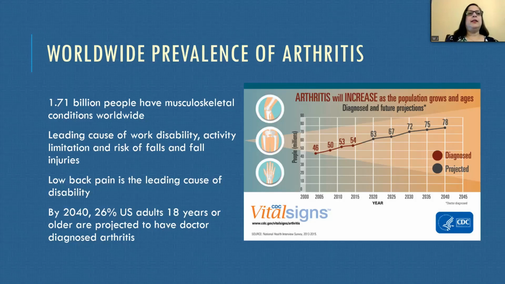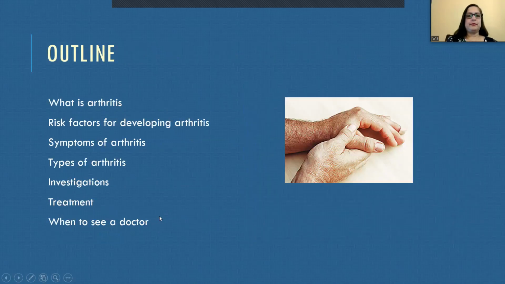About 100 types of arthritis and related conditions damage the joints and often other organs. There are about 1.71 billion people who have musculoskeletal conditions worldwide, according to the World Health Organization. It is the leading cause of work disability, activity limitations, and risk of falls and fall injuries. Low back pain is the leading cause of disability. The CDC projects that because of increasing age and obesity, by 2040, 26% of US adults 18 years or older are projected to have doctor-diagnosed arthritis.